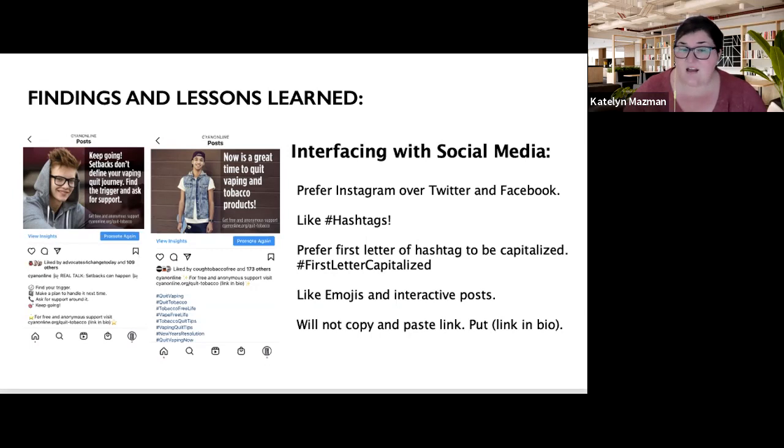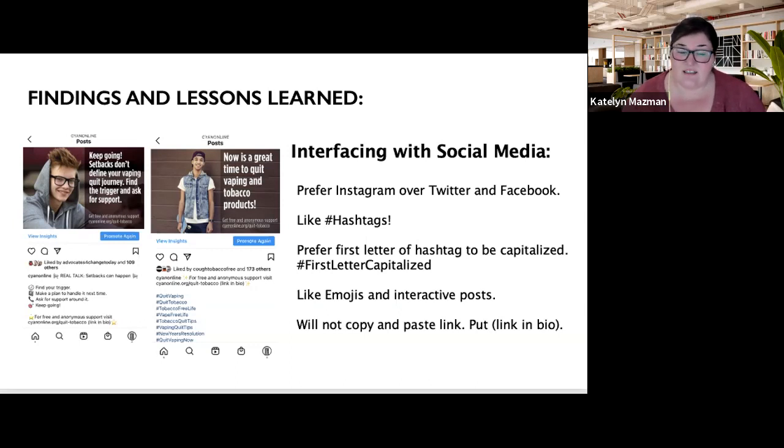Young people like hashtags, so get really comfortable with them and get creative with them. Then, a preference in terms of hashtagging, and this was something we asked in our SurveyMonkey, was that they like to see the first letter of words capitalized. I gave an example there, so you'd want to capitalize the F, the L, and the C. Get down with your emojis. Emojis are very popular, and also interactive posts, so clicking, scrolling, anything that's engaging.